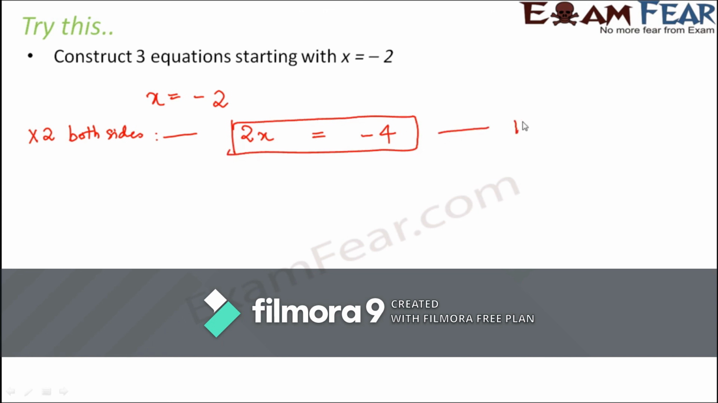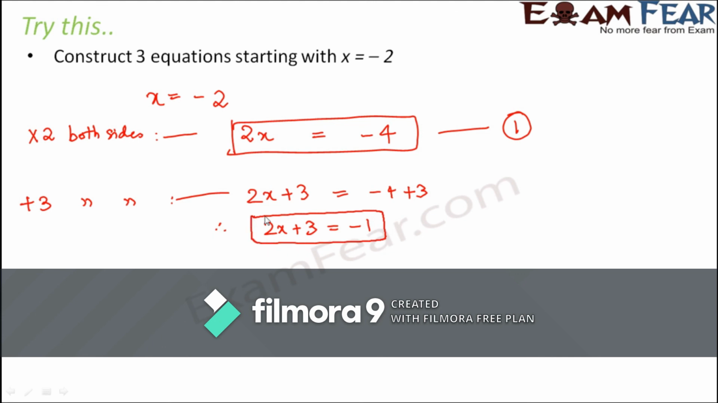This is one equation. Now let us say that you add 3 on both sides. So what happens? Left hand side becomes 2x plus 3 and right hand side becomes minus 4 plus 3. Therefore, this becomes 2x plus 3 is equal to minus 1. So this is also an equation. So let's say this is the second equation that we created for x is equal to minus 2.